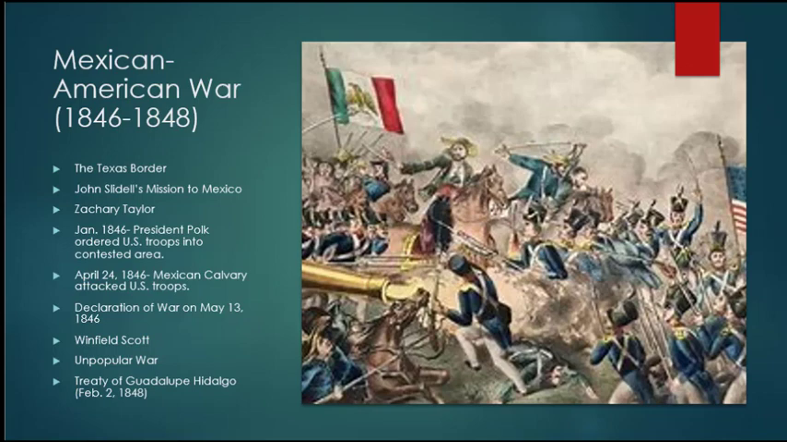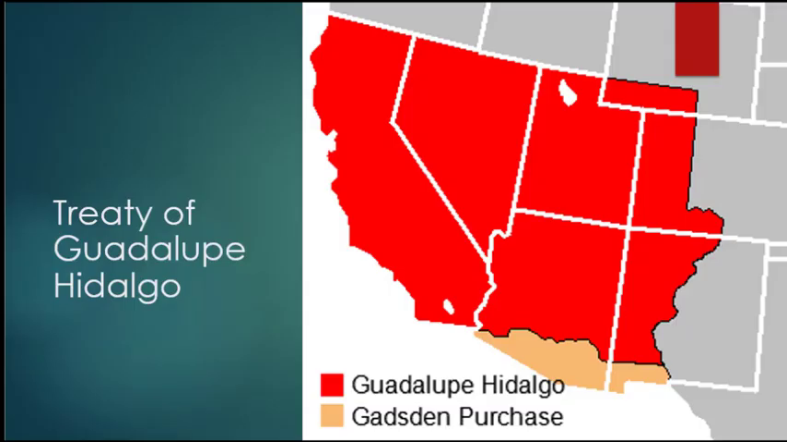Eventually, peace was reached on February 2nd, 1848, between the United States and Mexico. It's called the Treaty of Guadalupe Hidalgo, and the Treaty of Guadalupe Hidalgo is going to change American territory. Under the Treaty of Guadalupe Hidalgo, which takes place on February 2nd, 1848, the United States gained land that would become the future states of California, Utah, and Nevada, most of Arizona, and part of New Mexico, Colorado, and Wyoming.